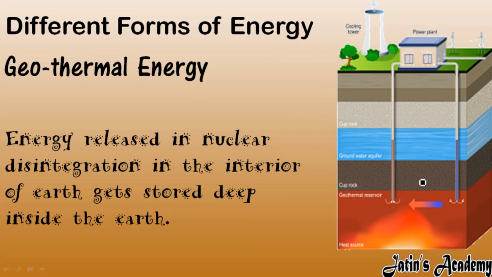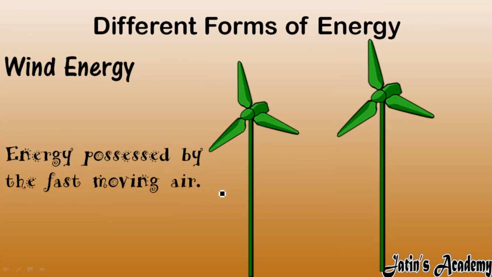Due to the nuclear disintegration in the interior part of the earth's crust, there is lava and magma which touch the water body and make the water too hot. This hot water is used by power plants to generate energy. So geothermal energy means energy released in the nuclear disintegration in the interior part of the earth, deep inside the earth. Next we have wind energy.